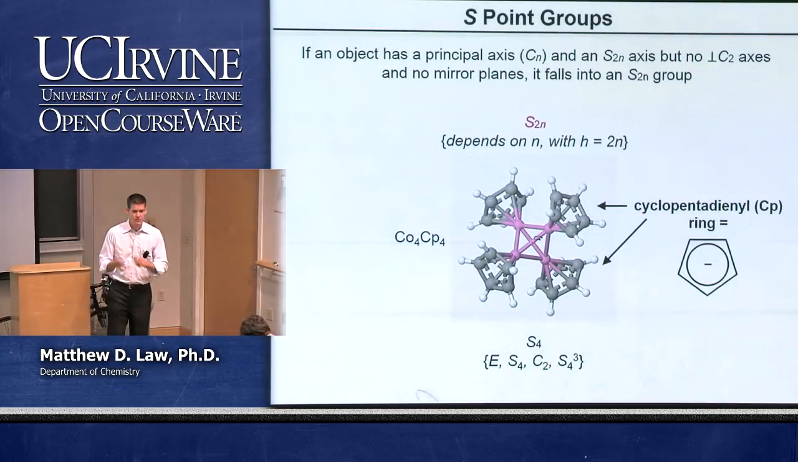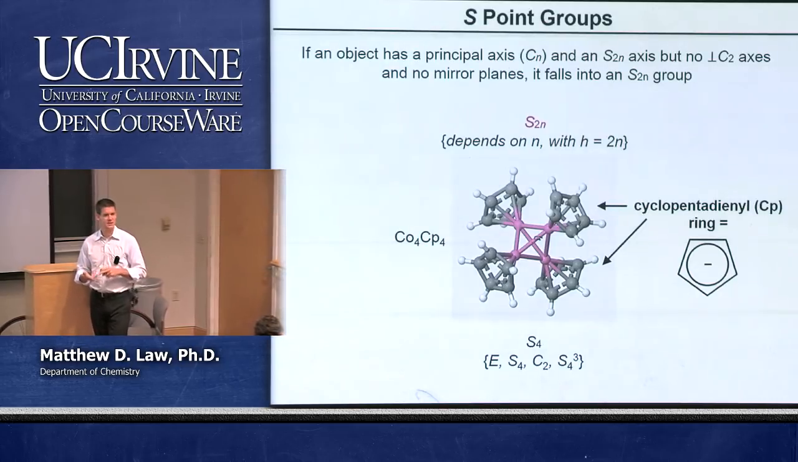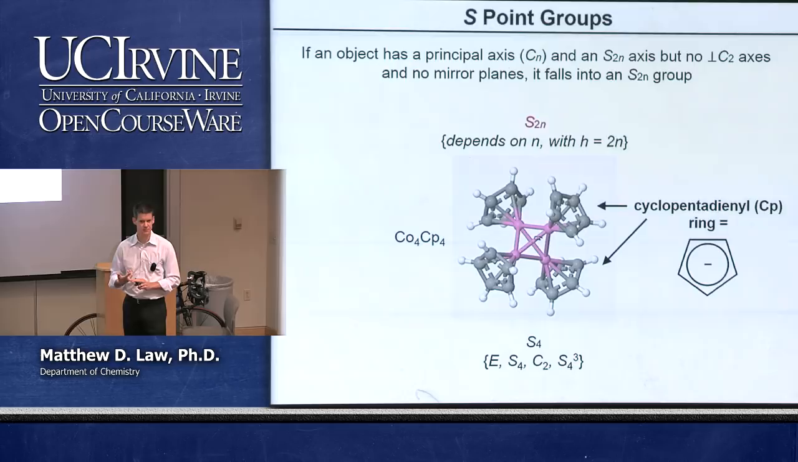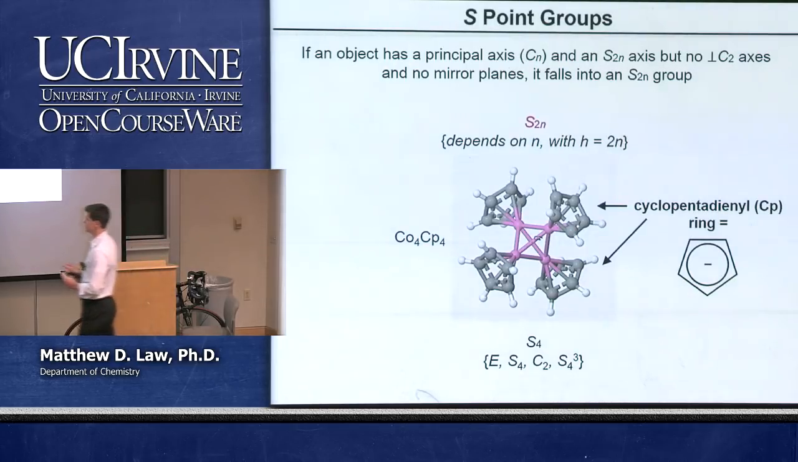Okay. You can find S4s, S6s, S8s. It's very rare to see anything else in molecular symmetry. Okay. It's possible, but very rare.